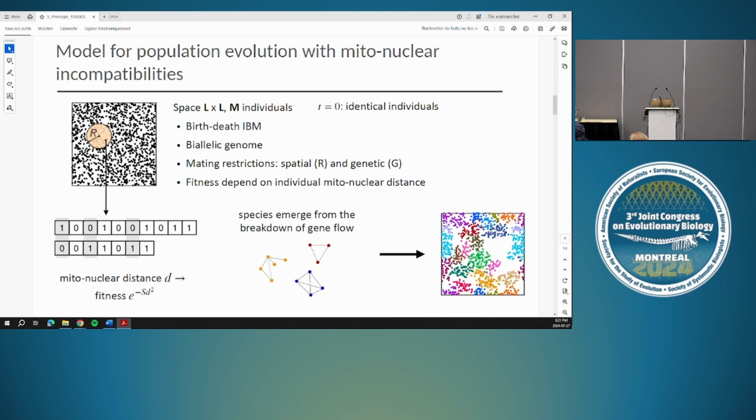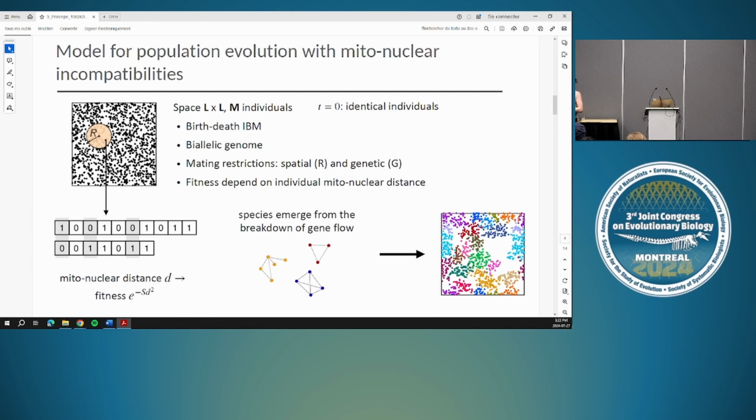So what are these rules? When I have individuals, they're going to mate, but they only mate if they are spatially close, so I have a spatial restriction to mating, and they have to be genetically close, meaning that their nuclear DNAs have to be very similar. An additional ingredient that I put in my model is the mitonuclear selection. For each individual, I compare the two sequences side by side, and I count how many sites are different, and then I call this the mitonuclear distance.